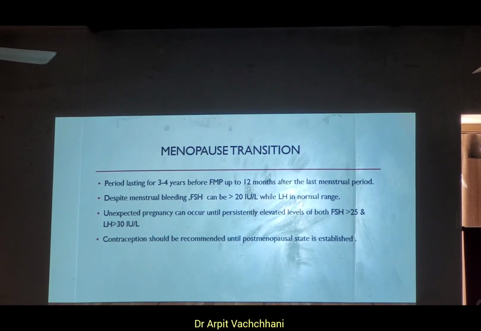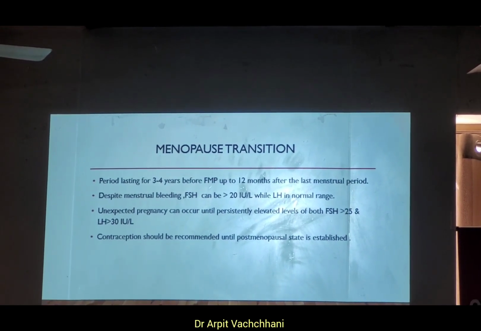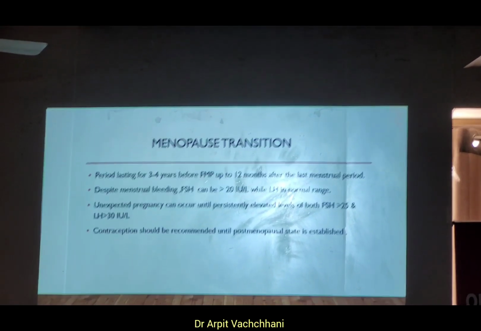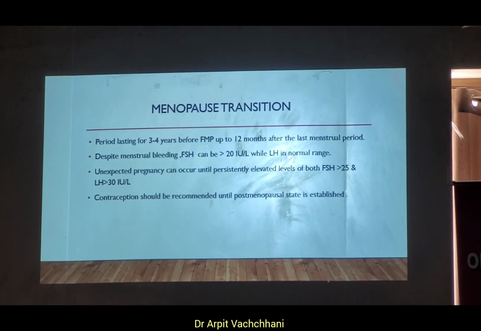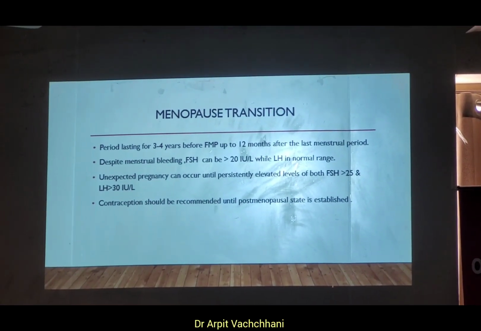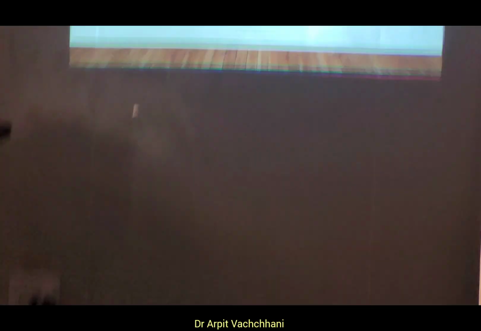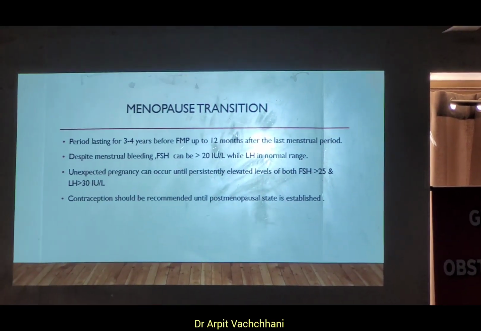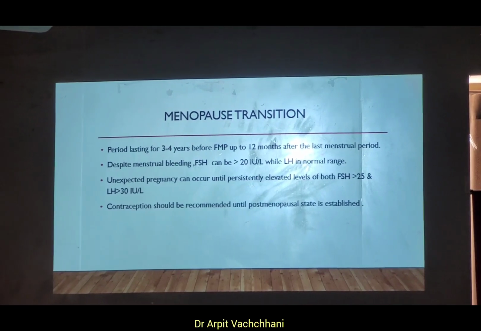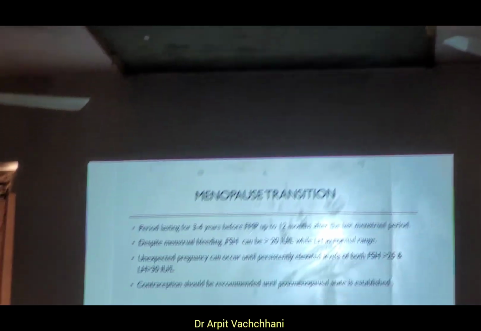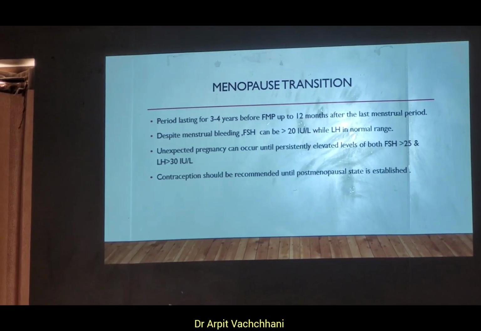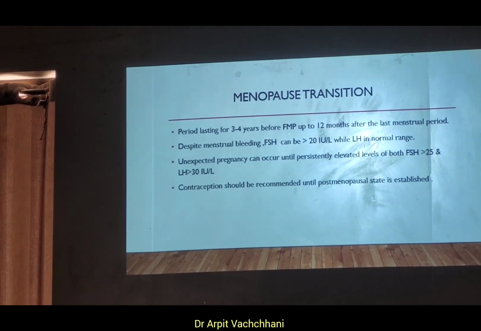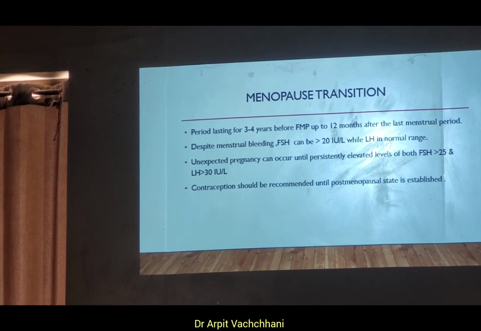So, something about menopause transition or the perimenopause. It is a period lasting for 3 to 4 years before the final menstrual period, up to 12 months after the last menstrual period. So mind it that despite menstrual bleeding, the FSH can be more than 20 international units per liter, but LH may be in the normal range. As we had seen in that graph, LH was stable for a long time. It increased only 1 to 2 years before menopause.